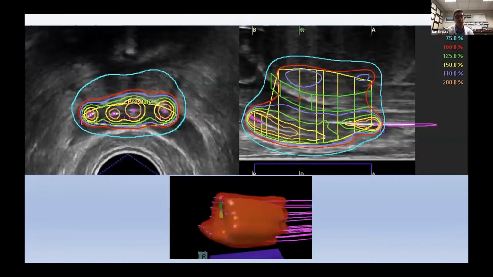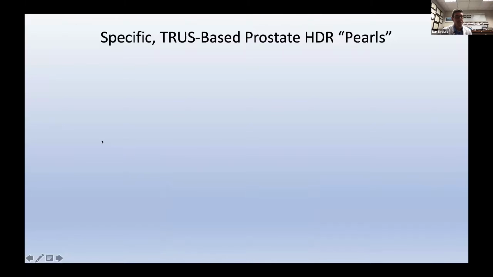So this is what it looks like when you load those needles up with an HDR source. Generally speaking, it is very amenable to a nice single plane implant, and you can cover them very, very well. This would be an example of perfect anatomy, where you can see the Foley balloon up here, the rectum back here. They're sort of equally spaced between the two and not substantially increasing the dose.